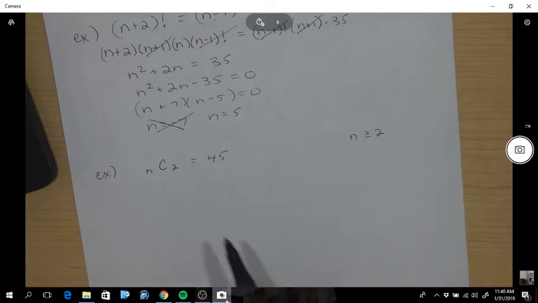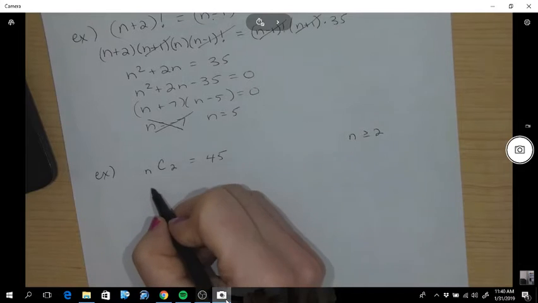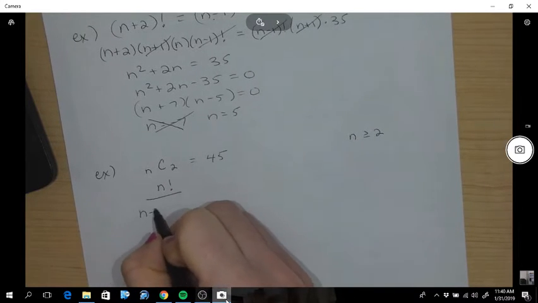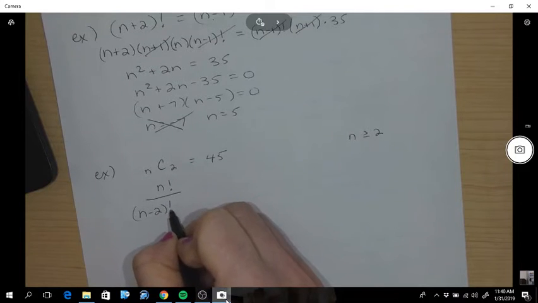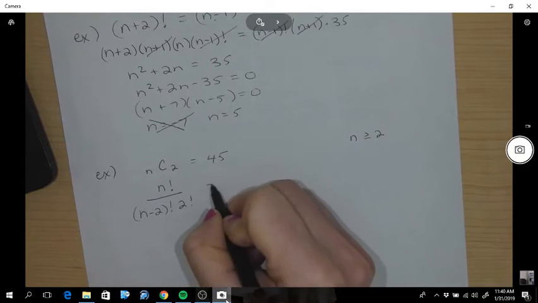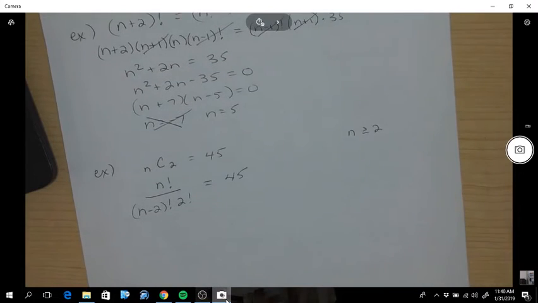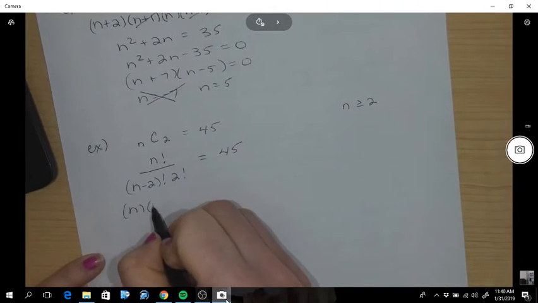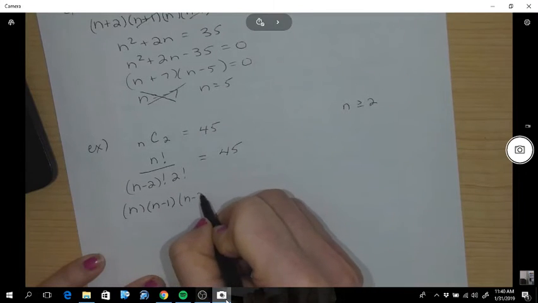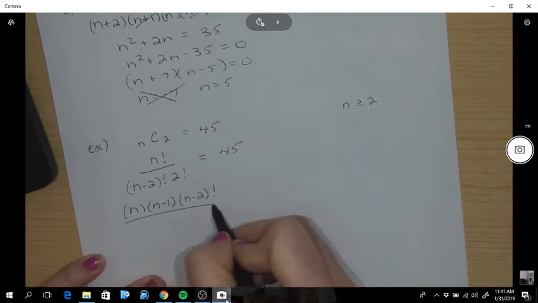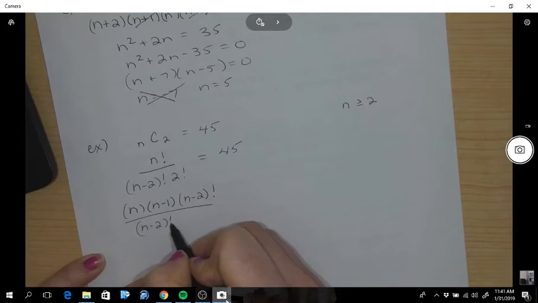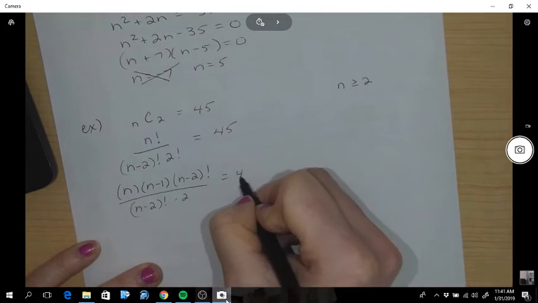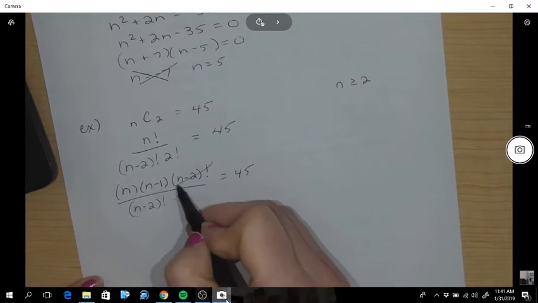Okay, so the formula for combinations, n factorial over (n-2) factorial, 2 factorial. So n factorial I'm going to expand, so n, the next one would be n-1, and then n-2, etc. And then 2 times 1, so that's just 2, right? Okay, so we get that to cancel.